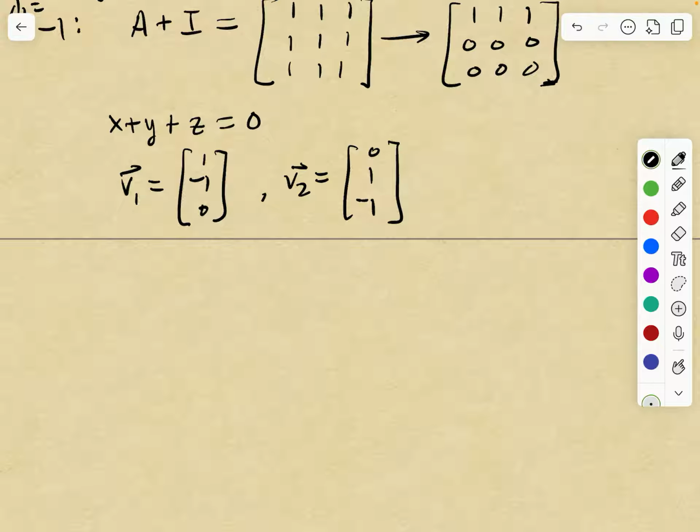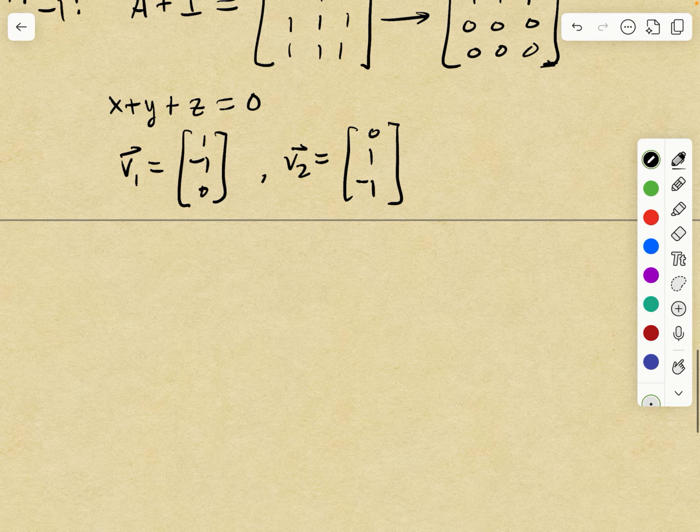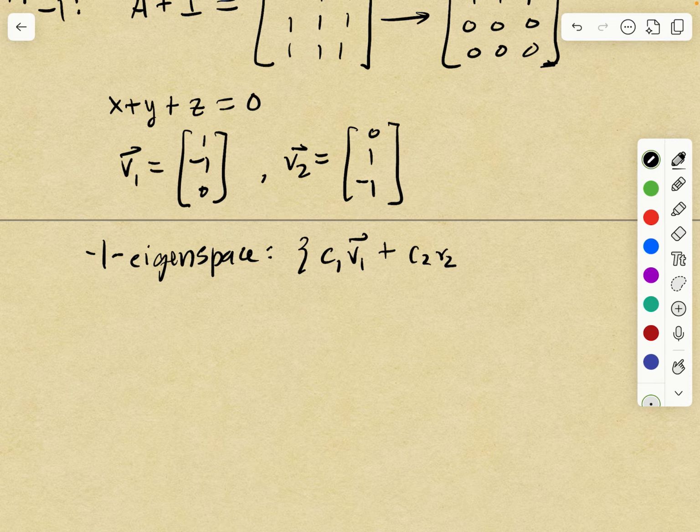Those are 2 solutions, so they're in the null space of this matrix, and they're independent, so that would work. But might as well just pick an easy choice involving 1s and 0s. So that's my choice of v1 and v2. So the eigenspace with eigenvalue negative 1 is all vectors of the form c1 v1 plus c2 v2, where c1 and c2 are real numbers.